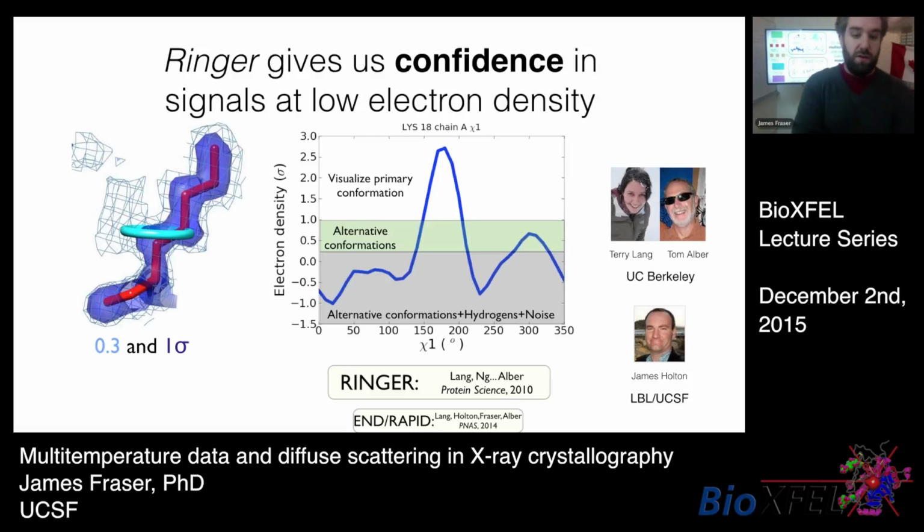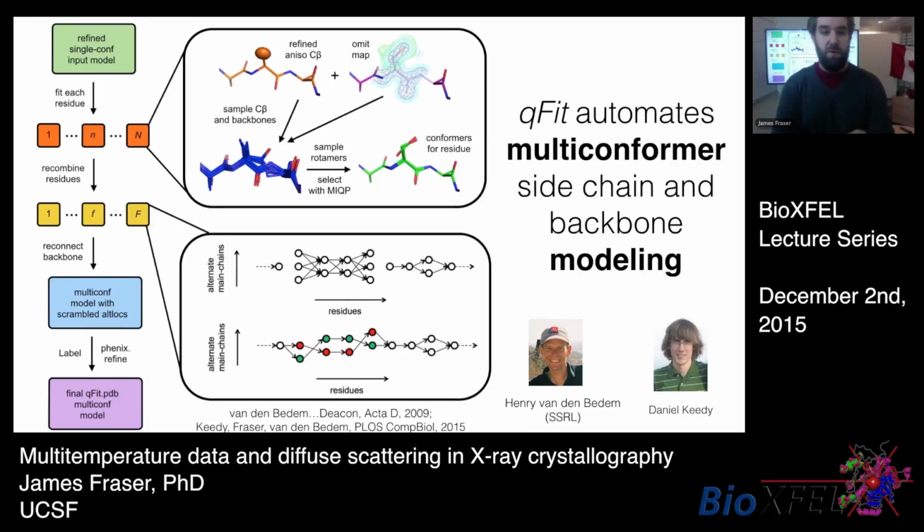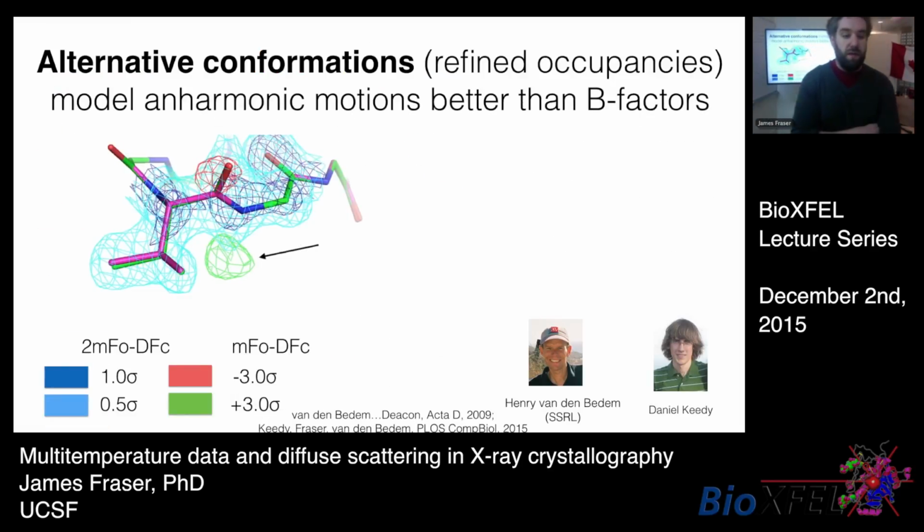signals. And so in collaboration with Henry van den Bedem over the past few years, we've been developing a multi-conformer modeling tool called qFit. Q, of course, for the crystallographic variable for occupancy. So this is essentially occupancy fit. And what this does is it automates the multi-conformer modeling process, including both sidechain and backbone flexibility.